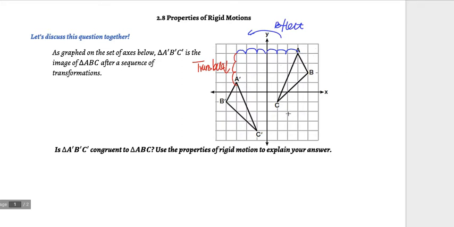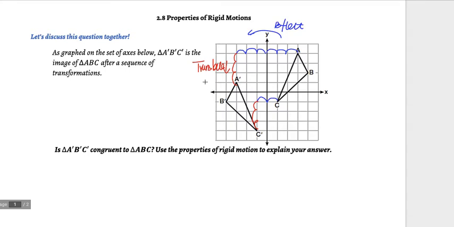So let's check, can we use the same idea to get C prime? C is 1 unit away from the y-axis, and C prime is also 1 unit away. So reflection, check. And then for C prime, I move 3 units down, and I can also get C prime. So it seems that it works. The rigid motion happening here is first reflect across the y-axis and then translate 3 units down.